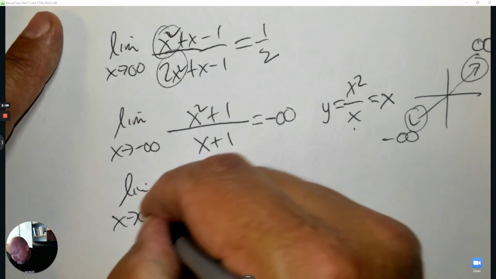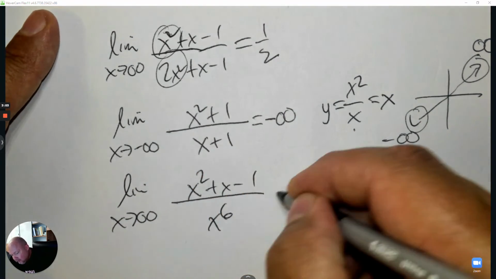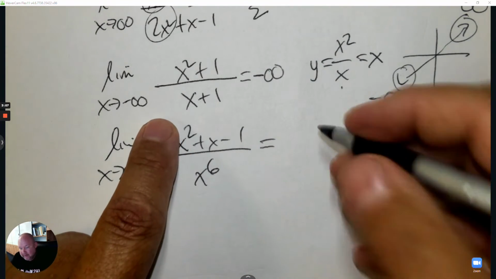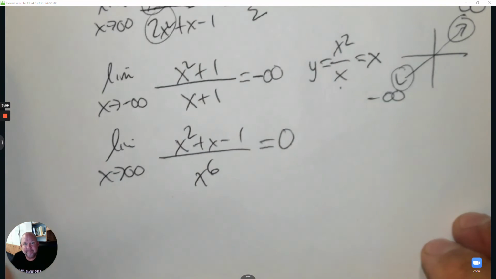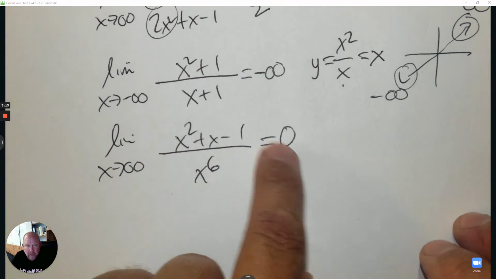If you get into a situation where the denominator is more powerful than the numerator, this is 0. Done. Doesn't matter. The bottom is more powerful. The end behavior is 0 on both ends.